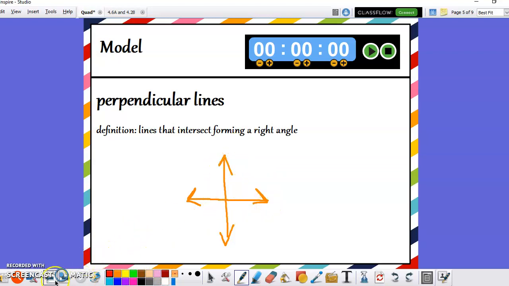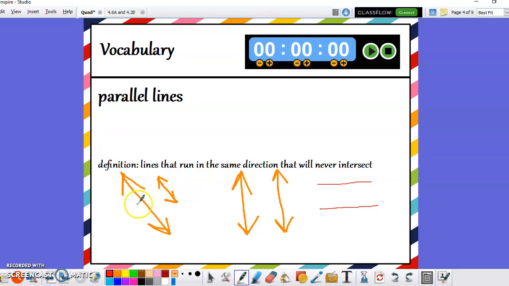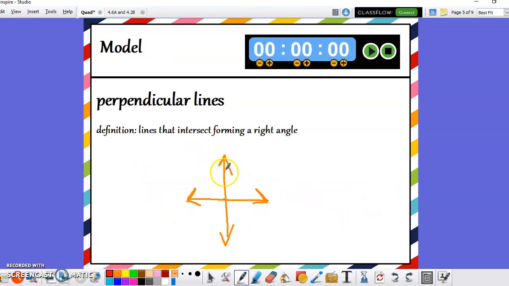Perpendicular lines are lines that intersect or touch, but when they touch, they form right angles. So parallel lines never touch, and they go the same direction. When I mean the same direction, they're both running diagonally. These both are running vertically. These both are running horizontally. Perpendicular lines, one is going vertically and the other is going horizontally. And where they cross, they form right angles.